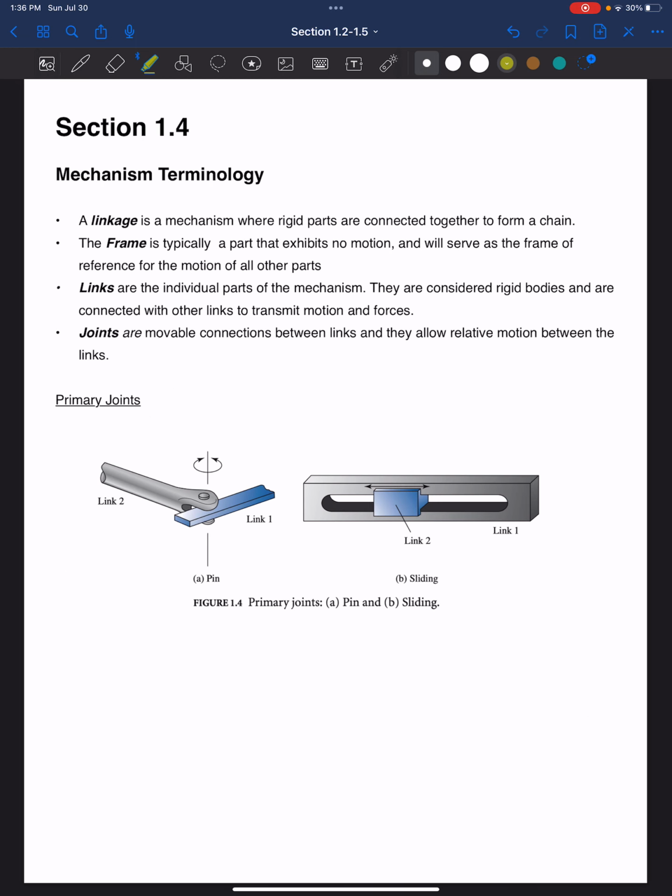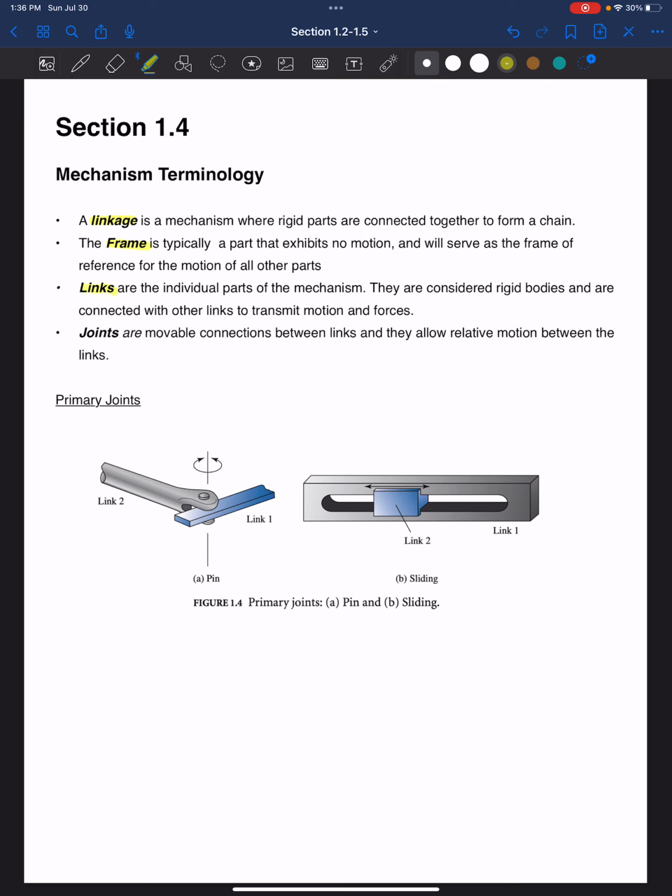Okay, moving on to section 1.4, we're going to look at some terminology. A linkage is a mechanism where rigid parts are connected together to form a chain. The frame is typically a part that exhibits no motion and will serve as a frame of reference for the motion of all the other parts.